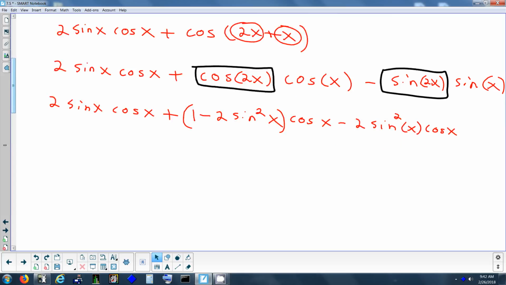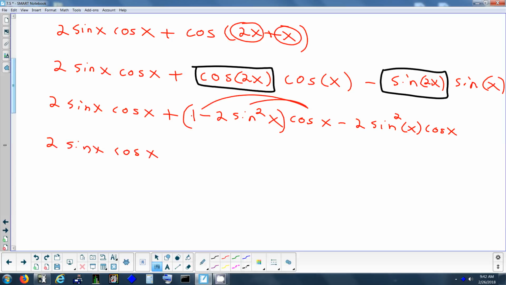Any question on that? Right, now from here, I'm just going to try to combine some like terms. I'm going to distribute some things out because I need to take care of that. This 2 sine cosine is just hanging out in front pretty much the whole problem. Okay, let's distribute that out and see what we get.